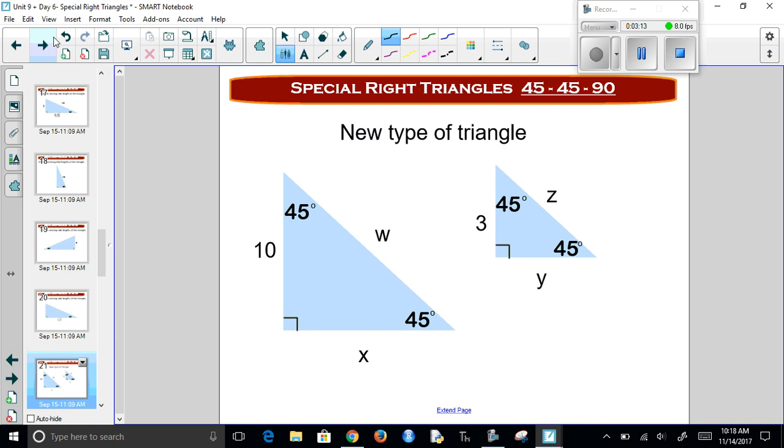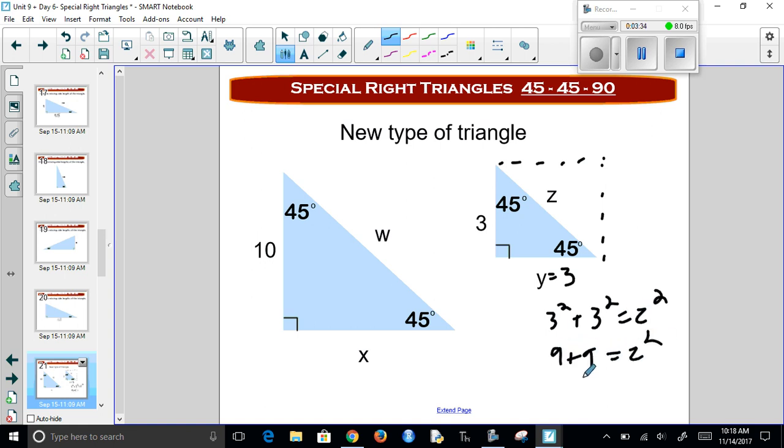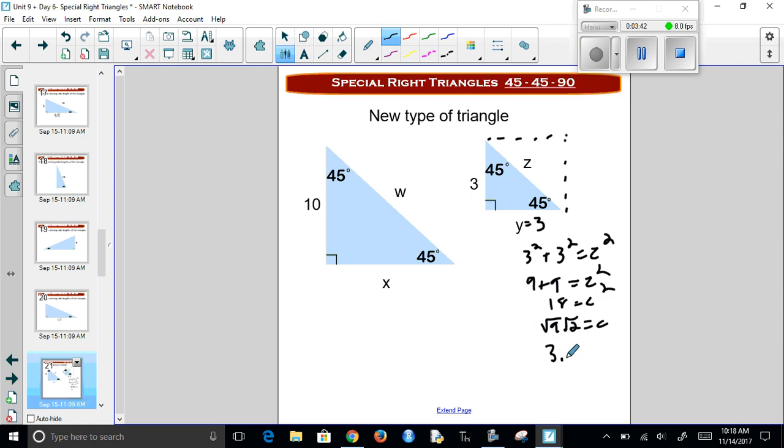Now, a new type of triangle is half of a square. So if I take a square and cut it in half, this would be 45, 45. And since that's half of a square, if that's 3, this has to be 3. And this one, if we do the math, c squared, that's 9 plus 9. That's 18. And the square root of 18 is the square root of 9 times the square root of 2. And so that's going to be 3 root 2.